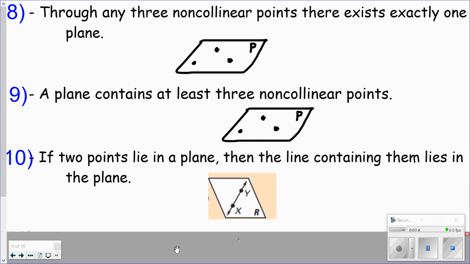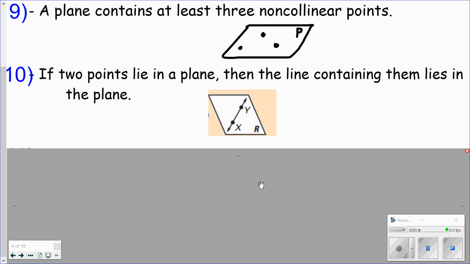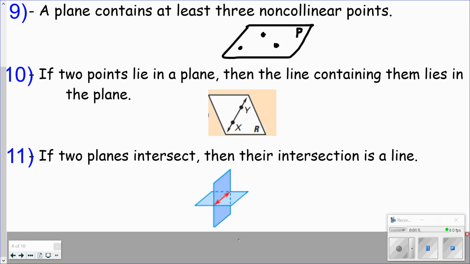10. If 2 points lie in a plane, then the line containing them also lies in the plane. And finally, if 2 planes intersect, then their intersection is a line. So once again, I would make sure all of those are written down because you are expected to know them.